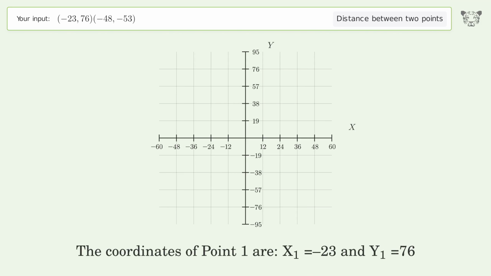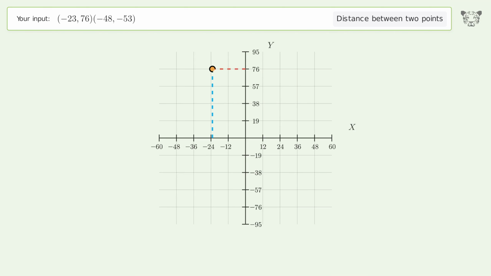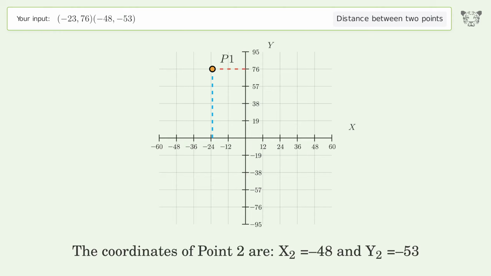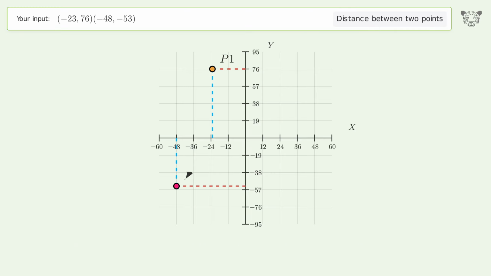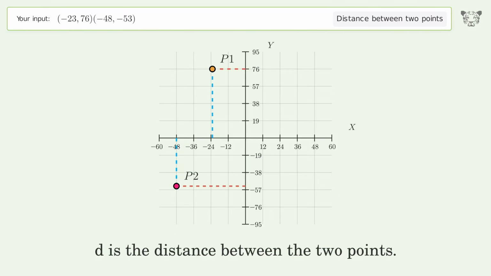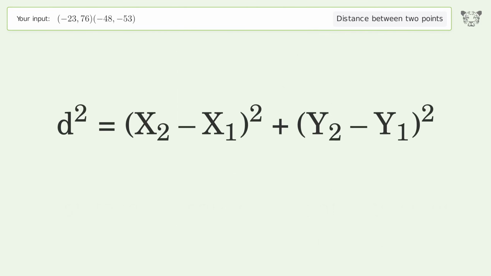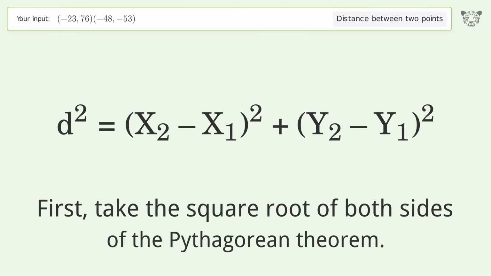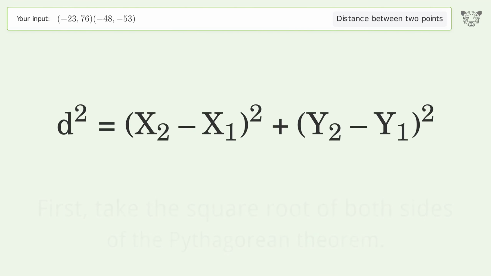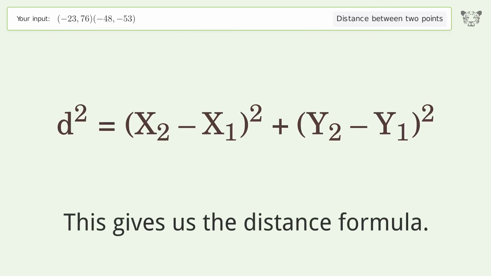The coordinates of point 1 are x1 equals -23 and y1 equals 76. The coordinates of point 2 are x2 equals -48 and y2 equals -53. D is the distance between the 2 points. First, take the square root of both sides of the Pythagorean theorem. This gives us the distance formula.